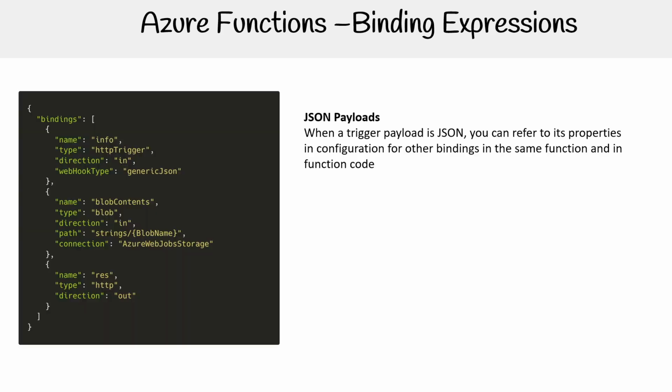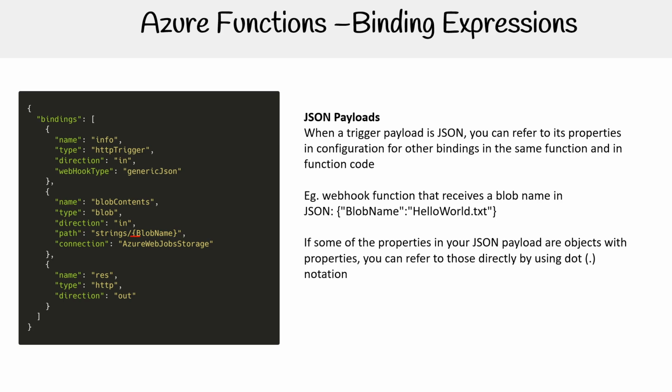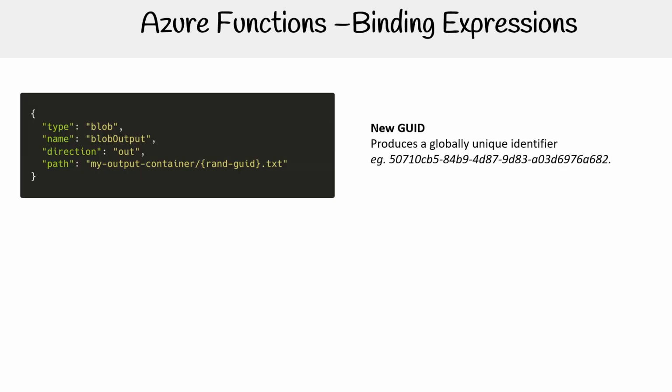For JSON payloads, when a trigger payload is JSON, that means the data being passed is JSON, you can refer to its properties and configuration of other bindings in the same function in the code. So if the payload was blob name and then hello world.txt, you do blob name and that would put that here. And if some of your properties in your JSON payloads are objects, you can use the dot notation. That's just a common thing for JSON or JavaScript.